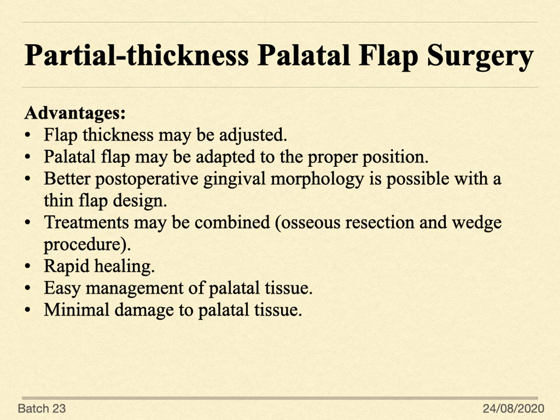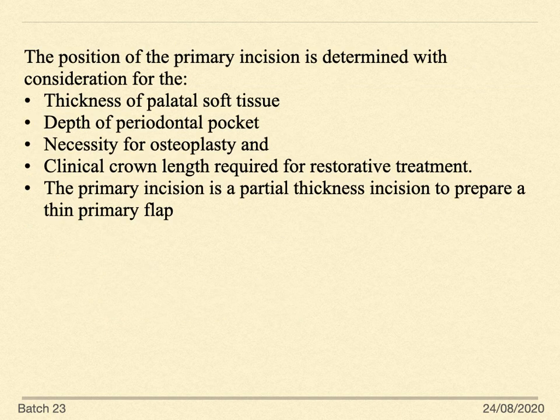Treatment may be combined either with osseous surgeries or with wedge procedures. Rapid healing, easy management of palatal tissue, minimal damage to the palatal tissue. So the positioning of the primary incision is determined with the following considerations: thickness of the palatal soft tissue, depth of the pocket, necessity for osteoplasty, clinical crown length required for restorative treatment. Primary incision is a partial thickness incision to prepare the thin primary flap. These are all the important things to be noted before you consider a palatal flap.